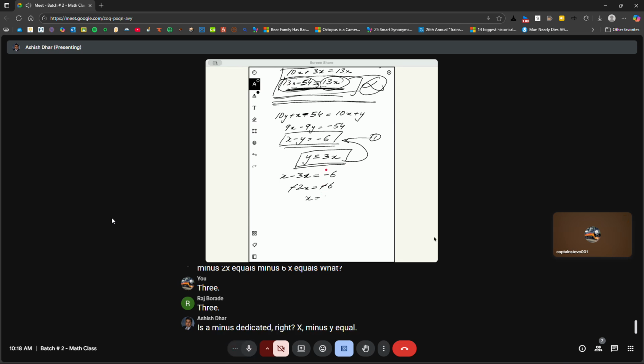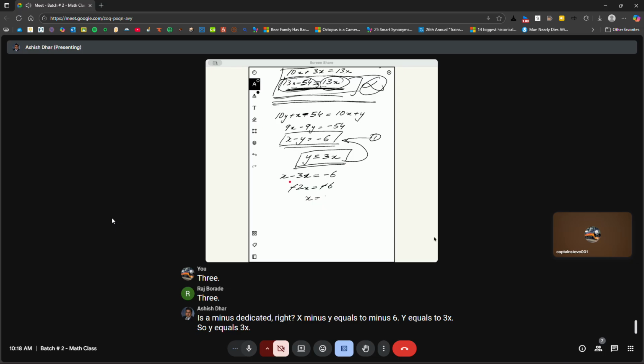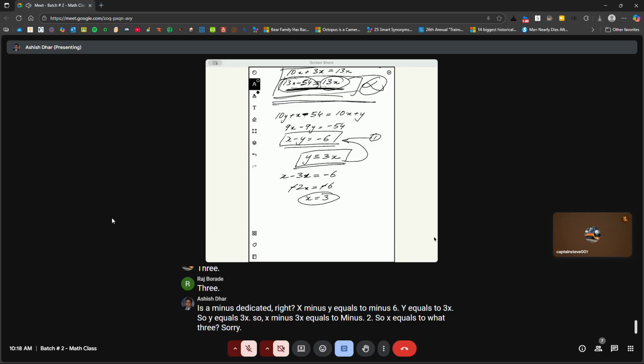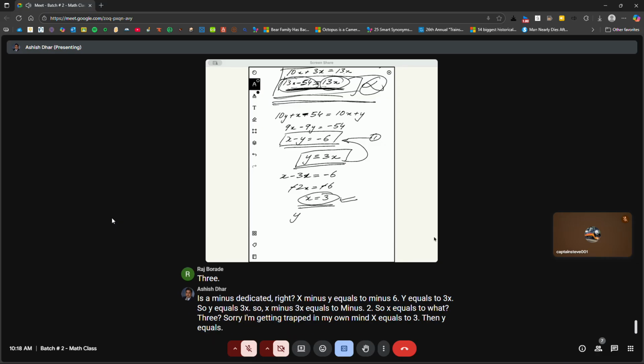X minus y equals to minus 6. Y equals to 3x. So x minus 3x equals to minus 2x... so x equals to what? 3. Sorry, I'm getting trapped in my own mind. X equals to 3, then y equals 9.